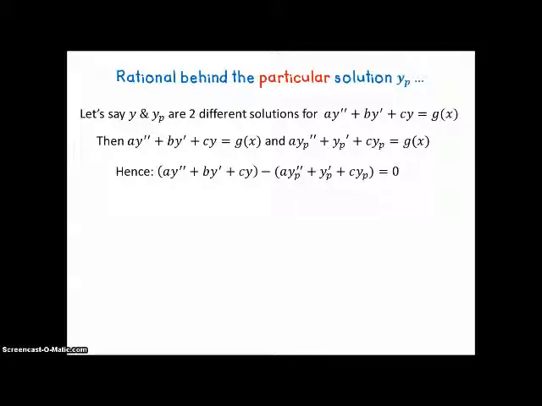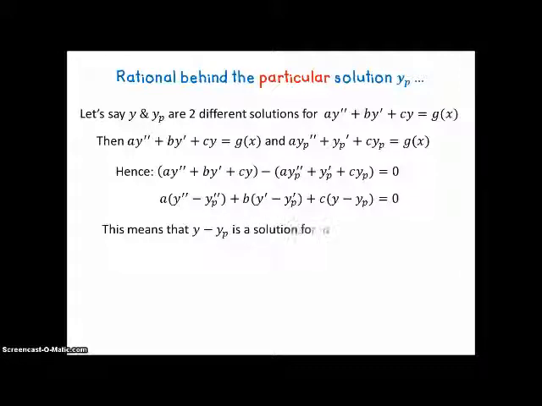Now here's the clever part. Collect like terms. So we have a times y double prime minus yp double prime plus b times y prime minus yp prime plus c times y minus yp. And notice then that we have a solution to the homogeneous equation, because now we've got it equal to 0, and we have a times the second derivative plus b times the first derivative plus c times the original function, which is y minus yp. This means that y minus yp is a solution for the homogeneous equation.